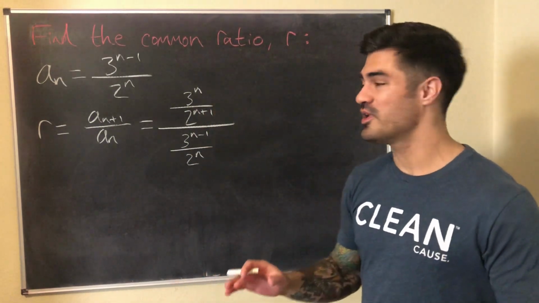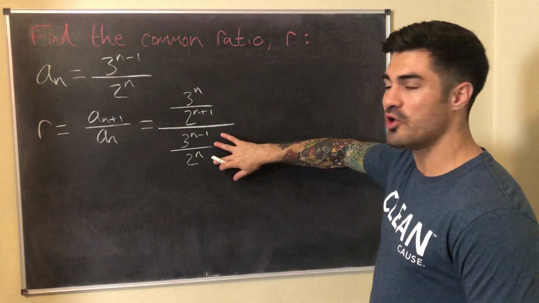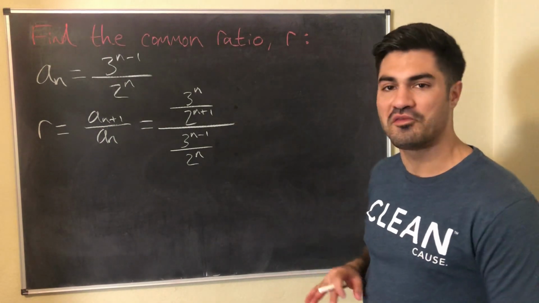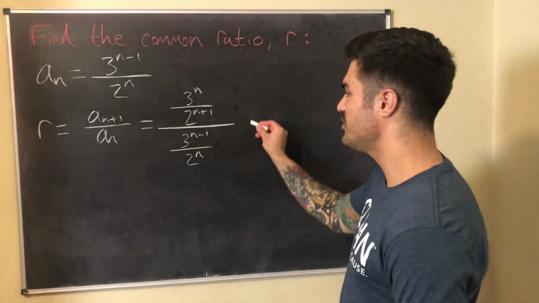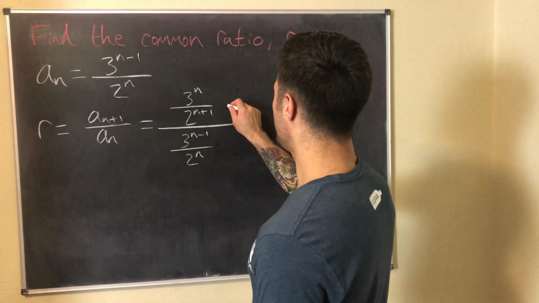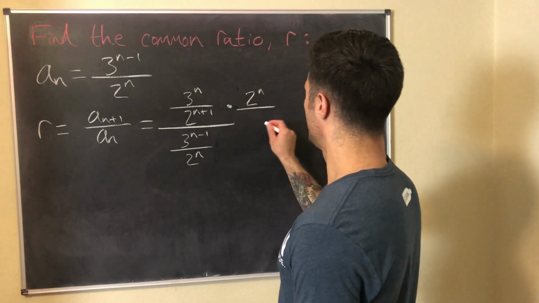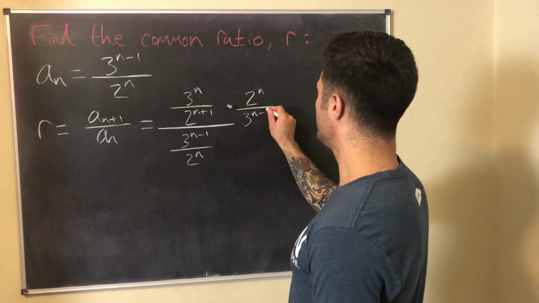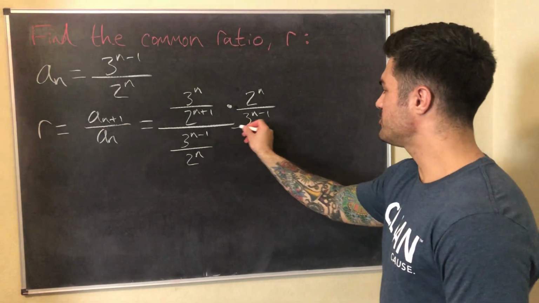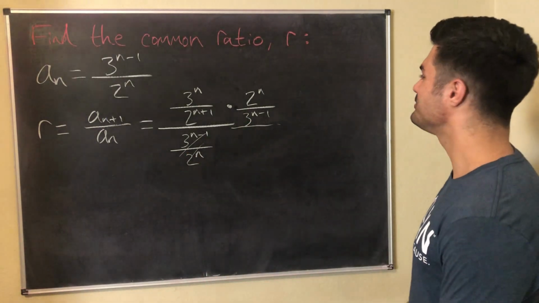And now I have this kind of crazy looking expression here, but what I'm going to do is multiply by the reciprocal of the denominator over itself, right? Another way to think about it is we're flipping the bottom and multiplying across, essentially, right? So when I do that, I end up with this times 2 to the n over 3 to the n minus 1, and then I'm multiplying by that over itself, so it's going to cancel with this. Hopefully you're following what I'm doing.